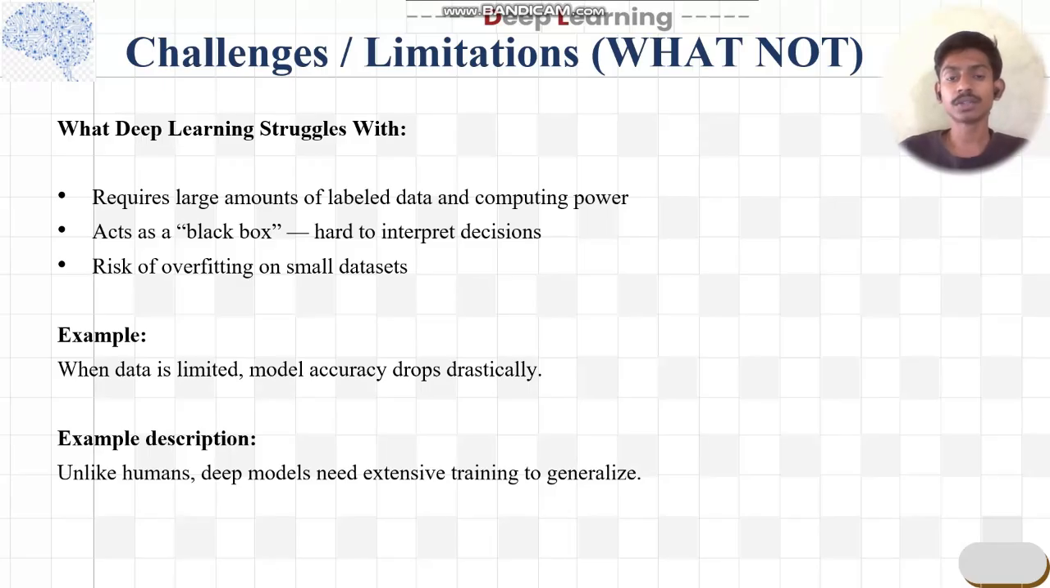Again, the risk of overfitting. When we train these complex models on small data sets, the model, instead of learning patterns, just mimics or remembers all of the data. And when we get these models to work on a real-time validation data set, these models fail to perform. So that is the issue of overfitting. So the example is that when the data is limited, model accuracy drops drastically. And unlike humans, deep learning models need extensive training to generalize. So that is the limitation.